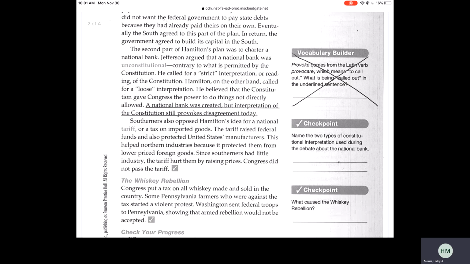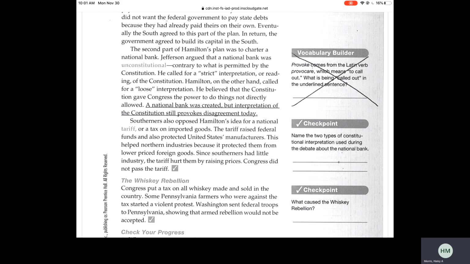The second part of Hamilton's plan was to charter a national bank. Jefferson argued that a national bank was unconstitutional, contrary to what is permitted by the Constitution. He called for a strict interpretation, or reading, of the Constitution. Hamilton, on the other hand, called for a loose interpretation. He believed that the Constitution gave Congress the power to do things not directly allowed. And so a national bank was created, but interpretation of the Constitution still provokes disagreement today.